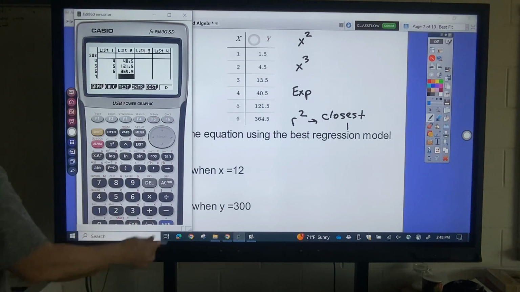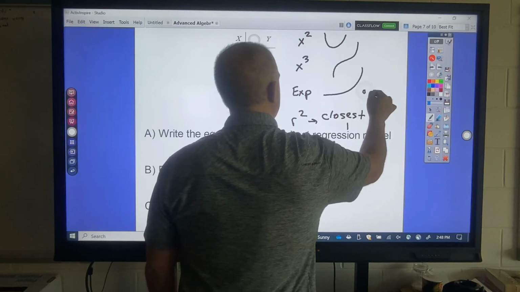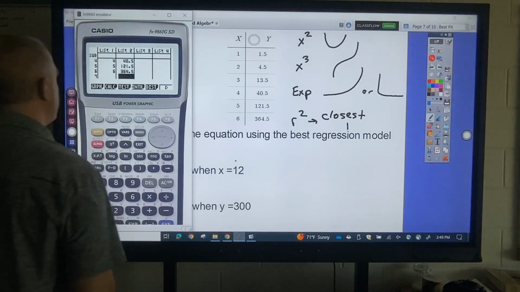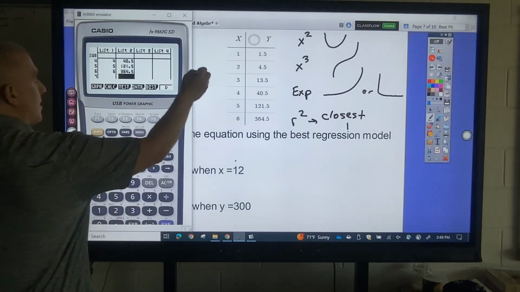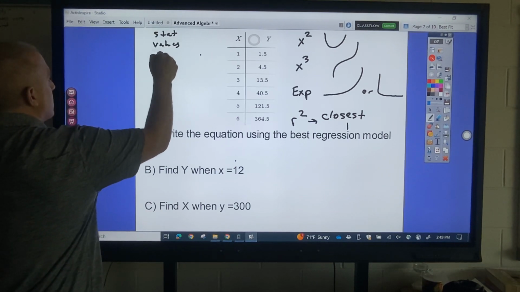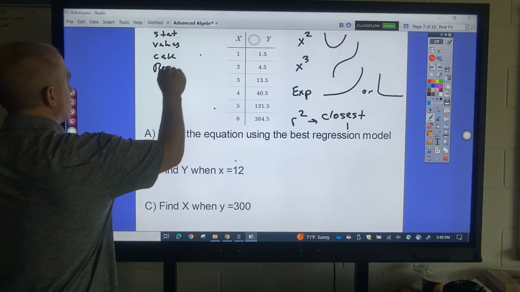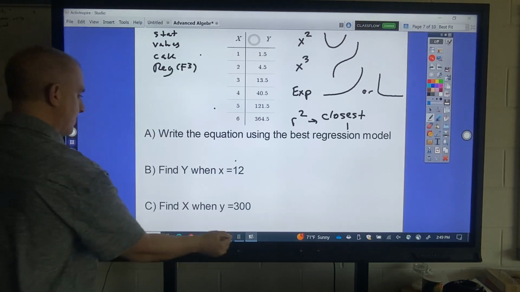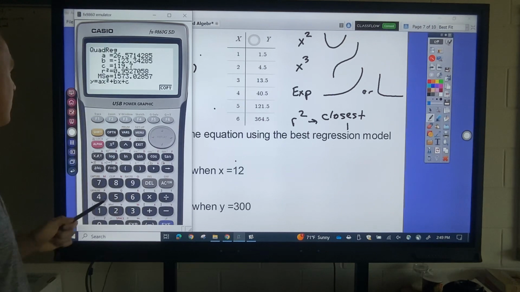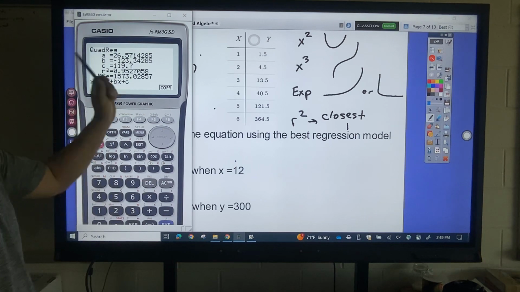As a reminder, quadratic, cubic, exponential, or sometimes it goes this way. So what I want to do is hit calc. Here's the process: we go to stat, we put in our values, we hit calc, and we select regression. Now, if I select x squared, that r squared value tells me if it's closer to 1, that's probably it.